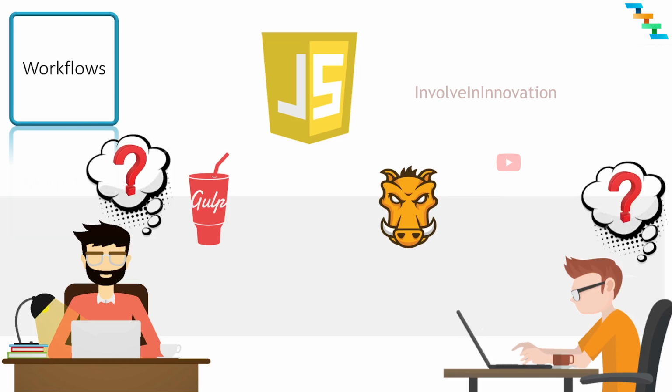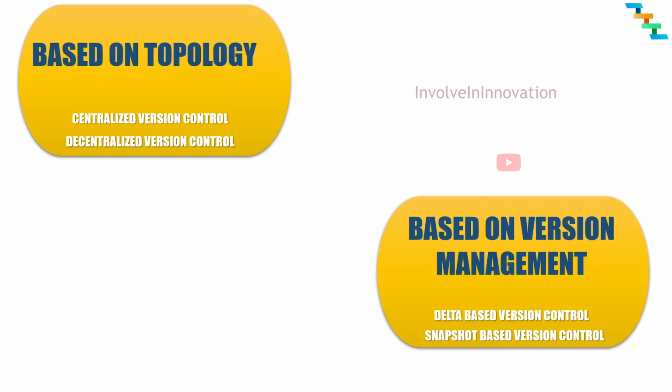Next, we will see about two major divisions of version control. There are two major divisions, one based on the topology of the project and another based on how we represent the versions. Based on topology, it is divided into centralized version control and decentralized version control.